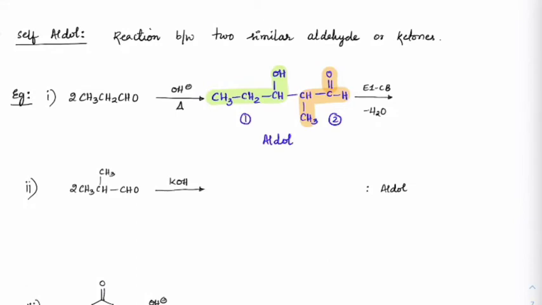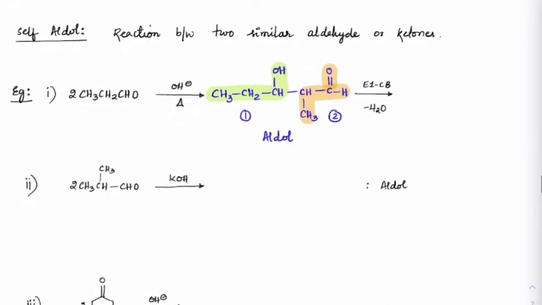Since I am using basic medium and heat is given, check this, heat is given, which means you have to write the final product in the condensed form. So condensed form means this OH which is at the beta position and this proton which is at the alpha position will undergo dehydration to give CH3, CH2, CH double bond C, CH3 and C double bond OH. So this will be the final product.